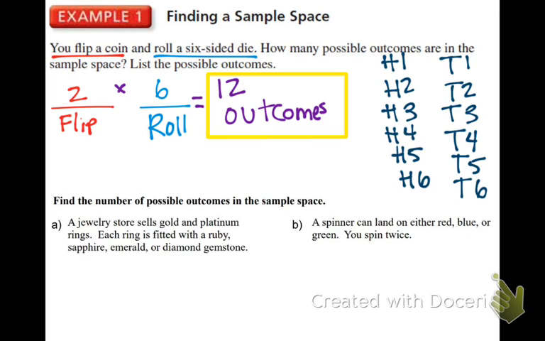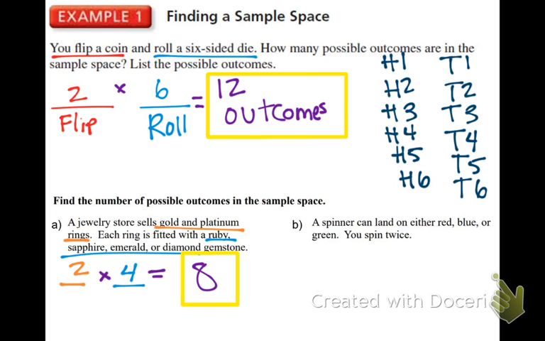So how many options are there for metals? 2. There's gold and platinum. And then how many options are there for gemstones? 4. All right, so what do we do with those two numbers? Multiply them. 2 times 4 is 8. So that means you could do gold and ruby, gold and sapphire, gold and emerald, gold and diamond. Same thing with platinum.